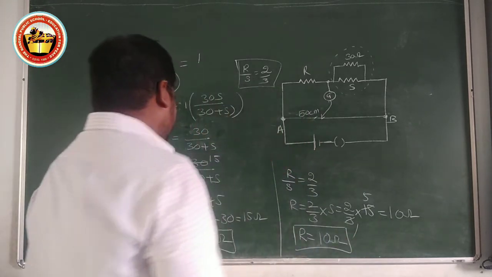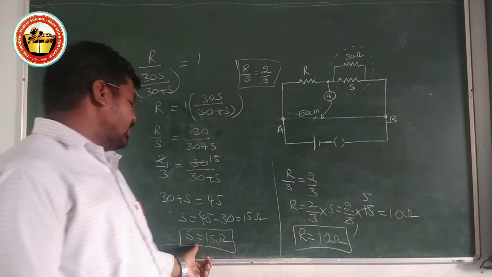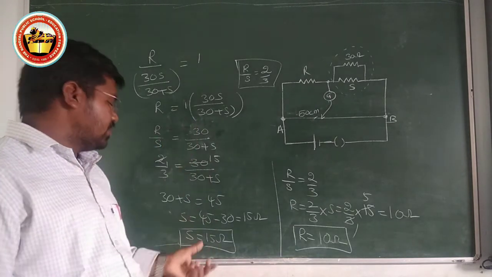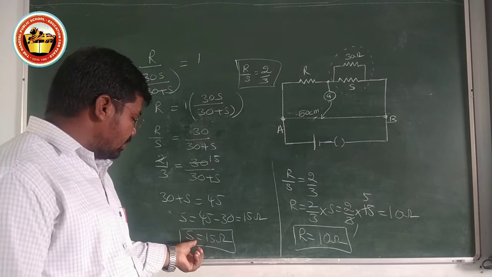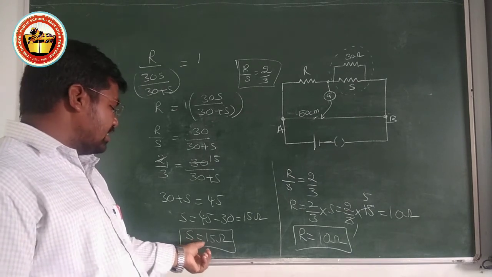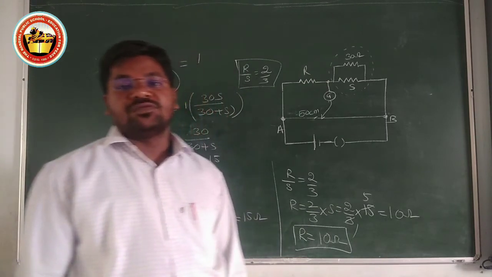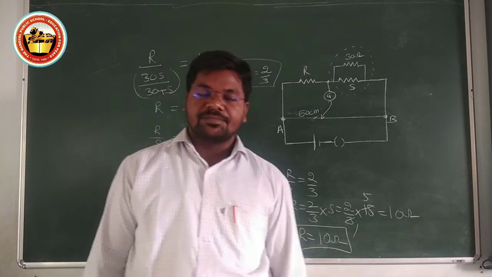See, from this formula, by using this meter bridge condition with the help of resistance, we have to find S. Resistance S is 15 ohms and R is 10 ohms. Very important problem.